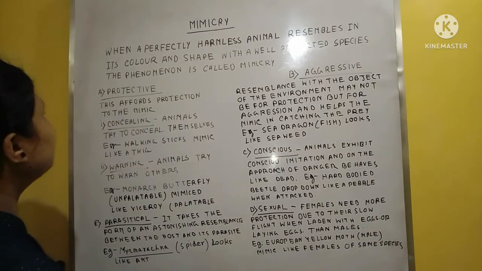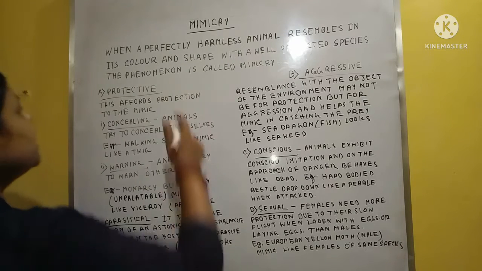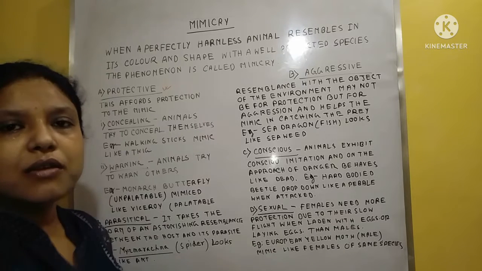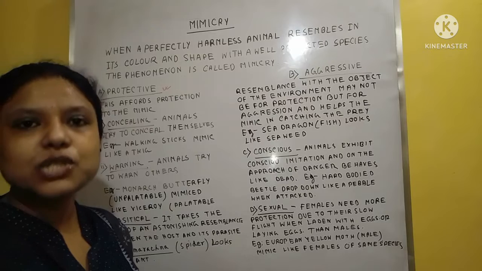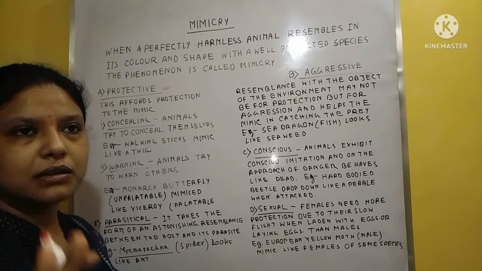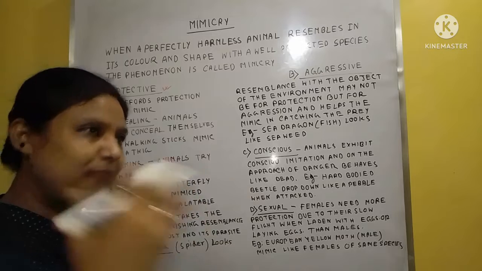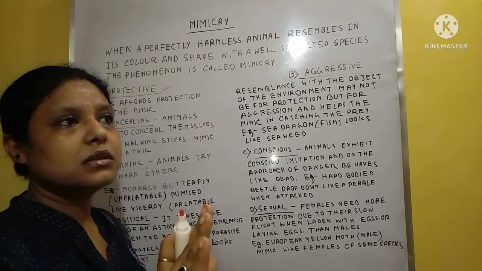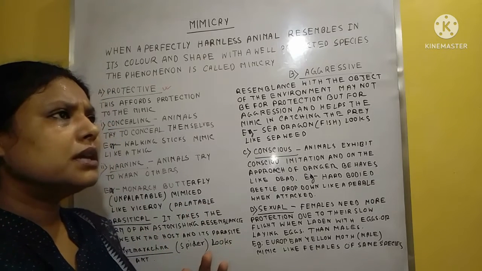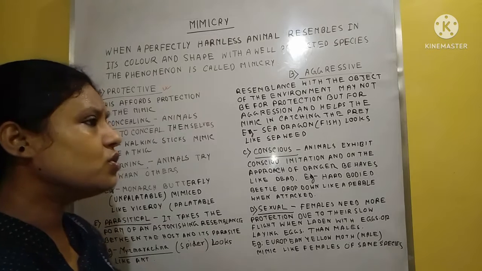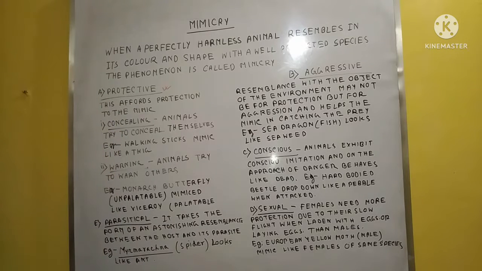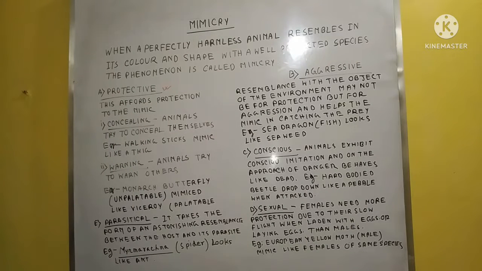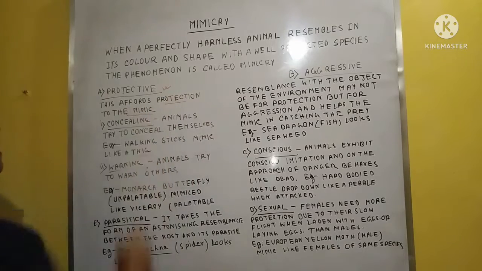This is the protective mimicry, and you can obviously understand the meaning of protection. That means that animals need protection from other animals, and that's why they mimic a particular plant or a particular other type of animal that is not in danger. So this is the protective mimicry, and this affords the protection to the mimic.